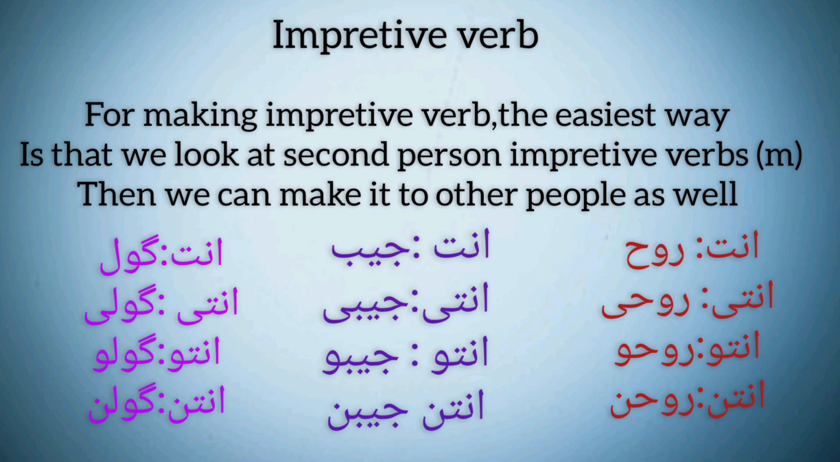For example, for female, we say "ruhi". It means go, but for female. For plural, when we say it for a group of people, we say "ruhu", for masculine. And for feminine plural, we say "ruhin". Ruhu for masculine and ruhin for feminine.